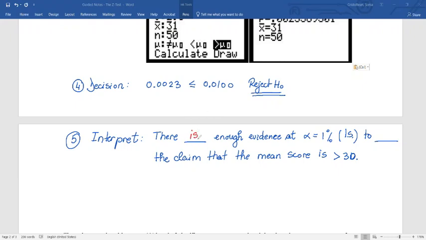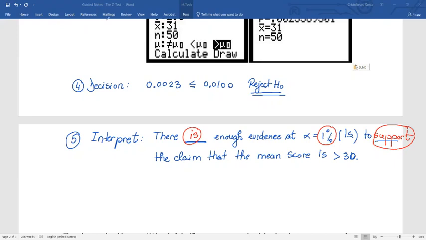And if you're not sure, scroll up. Well, I will not scroll up because I already erased that. But look at your first step. There is enough evidence and you will support the claim that the mean score is greater than 30. So 3 components, these 3 will be something that you will add. Sometimes it is not, depends on the situation. Sometimes you reject, depends on the situation. And sometimes, many times, this one will change.